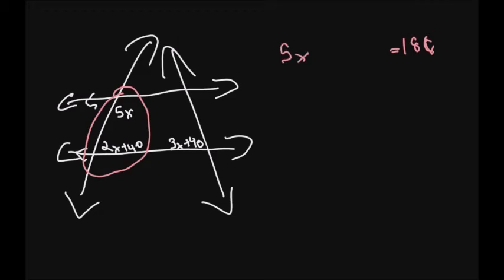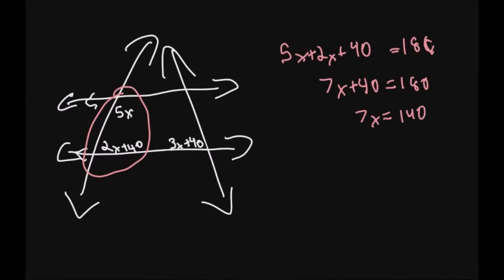So we got 5x plus 2x plus 40 equals 180. Combine my like terms, so I got 7x plus 40 equals 180. Subtract the 40, I get 7x equals 140. Divide by the 7, I get x equals 20. Now I know what x equals, I need to find what each of the angle measures are.